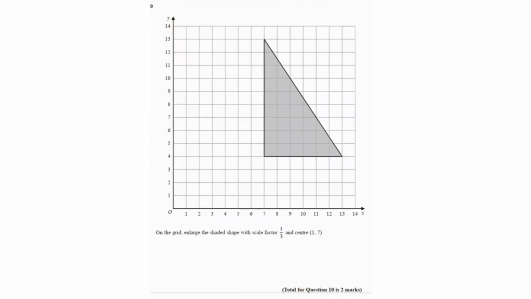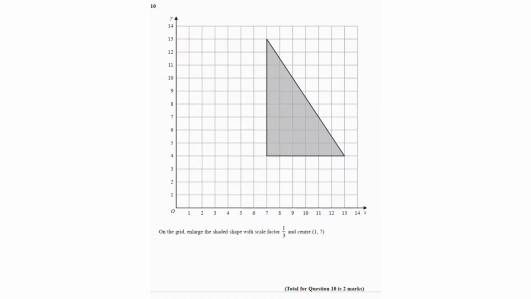In this question it says, on the grid, enlarge the shaded shape with scale factor 1/3 and center (1, 7). So first, let's mark the center, which is (1, 7). That's over here. Next, what I'm going to do is mark lengths on the given shape. So we have this length over here, and then we have this length over here. Now this vertical length is 9 because we're starting from 4 and ending at 13. So 13 minus 4 is 9. And this horizontal length is 13 minus 7, which is 6.